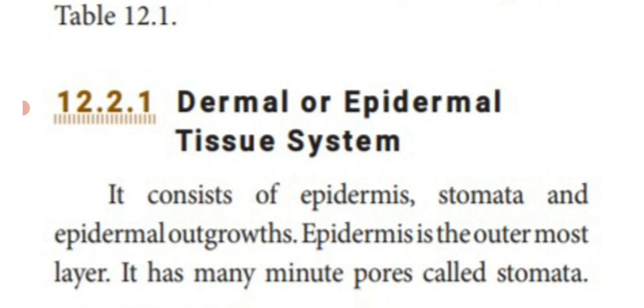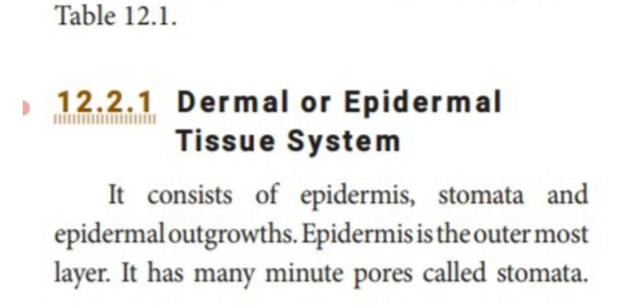Then the next topic is dermal or epidermal tissue system. This tissue system consists of epidermis, stomata and epidermal outgrowth. It is the outermost layer. It contains minute pores called stomata. Pore means hole, a small opening, known as stomata. So, dear students, 2 mark question: write a short note on dermal or epidermal tissue system. Answer is, it consists of epidermis, stomata and epidermal outgrowth.